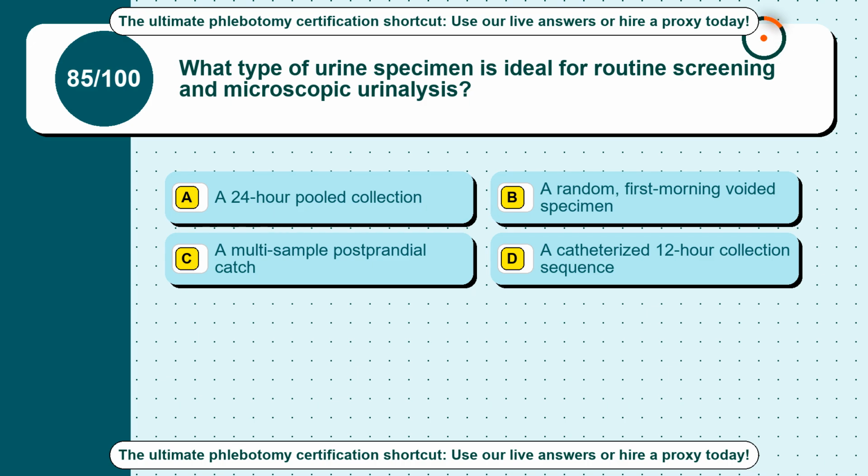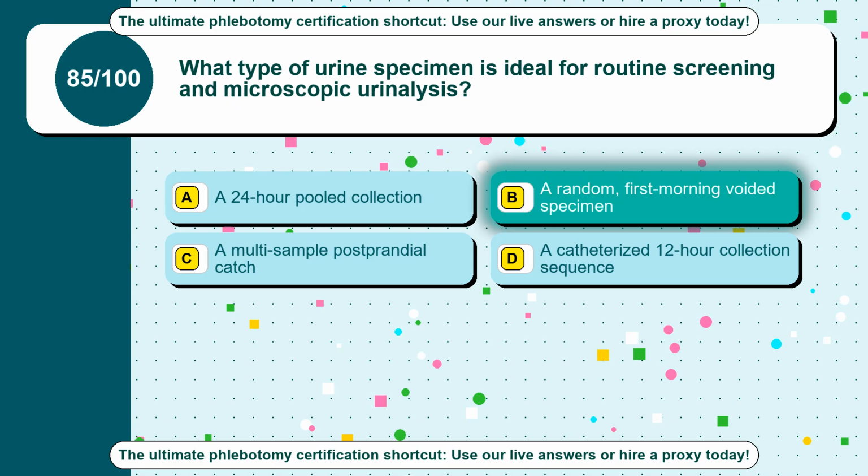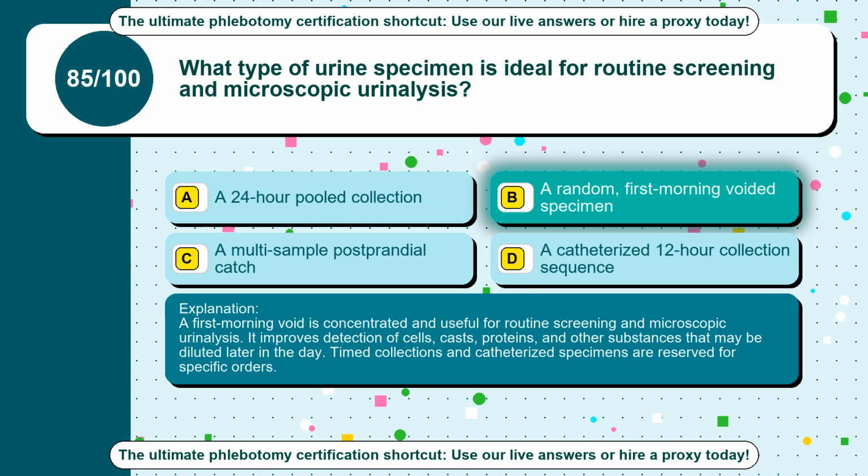Option D, a catheterized 12-hour collection sequence. The correct answer is option B, a random, first morning voided specimen. A first morning void is concentrated and useful for routine screening and microscopic urinalysis. It improves detection of cells, casts, proteins, and other substances that may be diluted later in the day. Timed collections and catheterized specimens are reserved for specific orders.